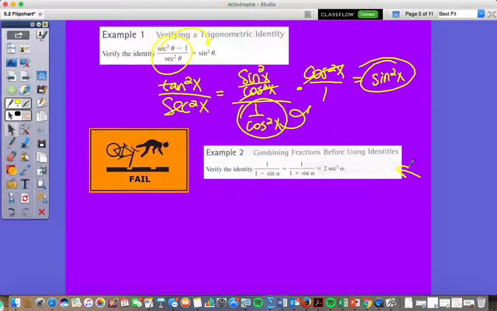All right, example 2. Example 1, do we feel okay on? Pretty good? Okay, if you start having some problems, let me know. Stop me. All right, verify the identity. All right, Jake, I got a question for you. Obviously, the left side is what we're doing, right? Any thoughts on how we could start number 2?